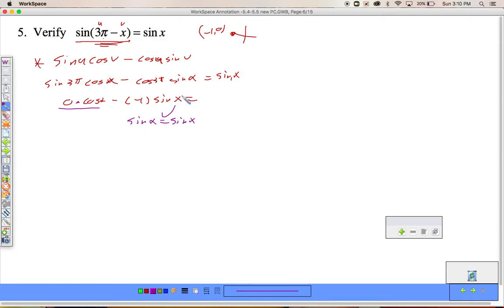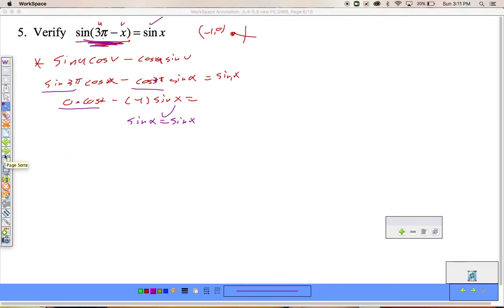I verified my identity. So all I did is I took this trig identity, this trig equation, expression. I wrote it as a difference formula, plugged in my u, which is 3 pi, my v, which is my x, evaluated the pieces that I could, and I got what I needed. I got it equal to sine of x.